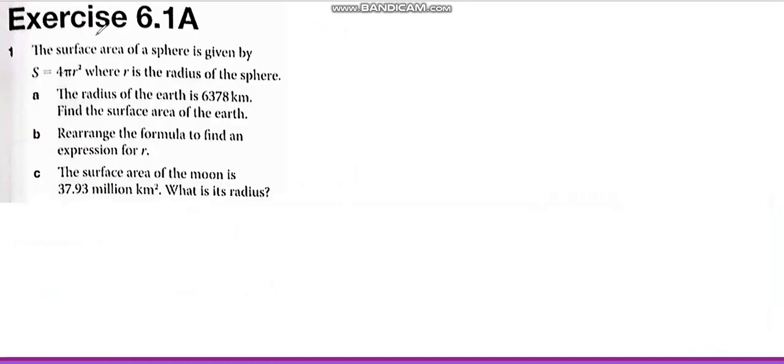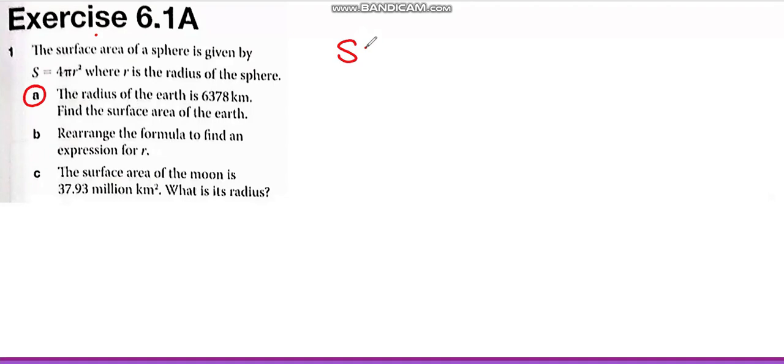In question number 1, it says the surface area of a sphere is given by S is equal to 4 pi r square, where r is the radius of the sphere. In A part, it says the radius of the Earth is 6,378 kilometers. Find the surface area of the Earth.